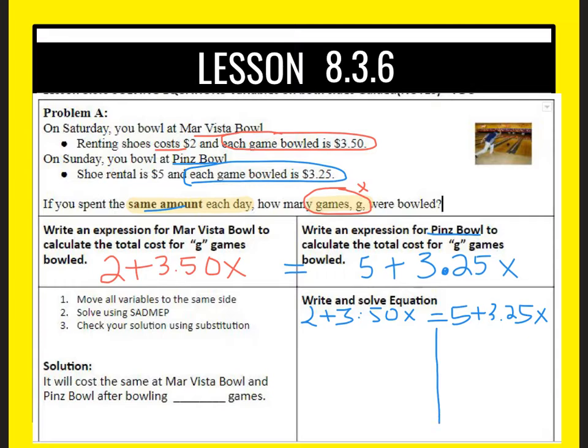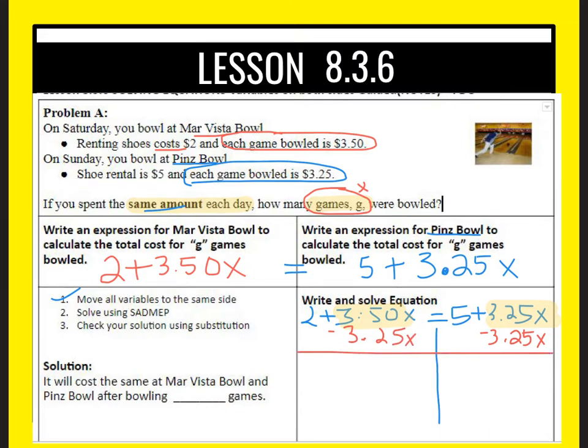Remember, our first step is to move our variables over to one side. It doesn't really matter, Miss King just likes to always start with the smaller amount. So $3.25, I'm going to move over to the left-hand side because those are my like terms. If it's positive, I'm going to make it a negative. Remember our inverse operations when we were reviewing one- and two-step equations? What I do to one side, I do to the other side.